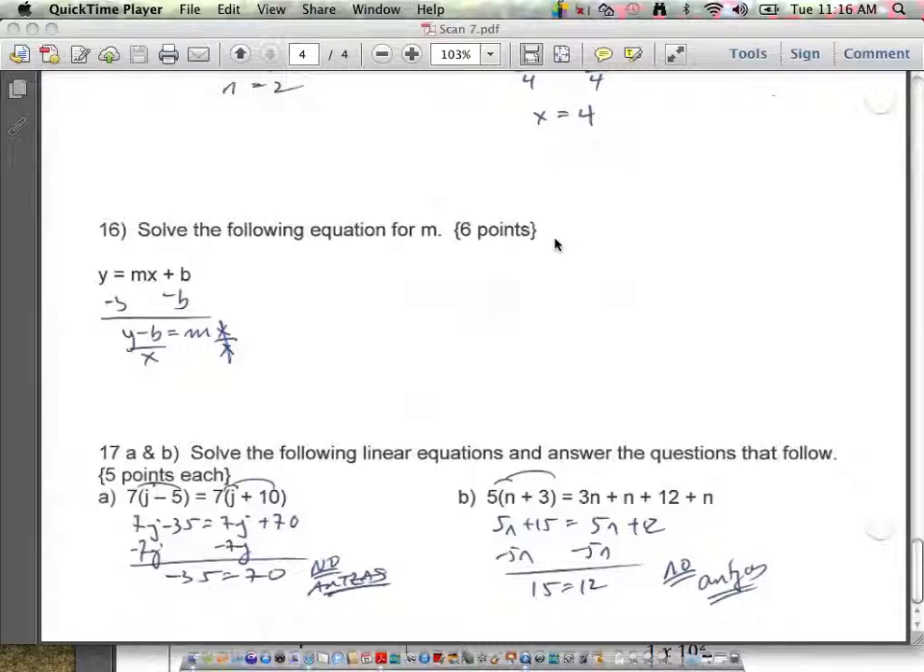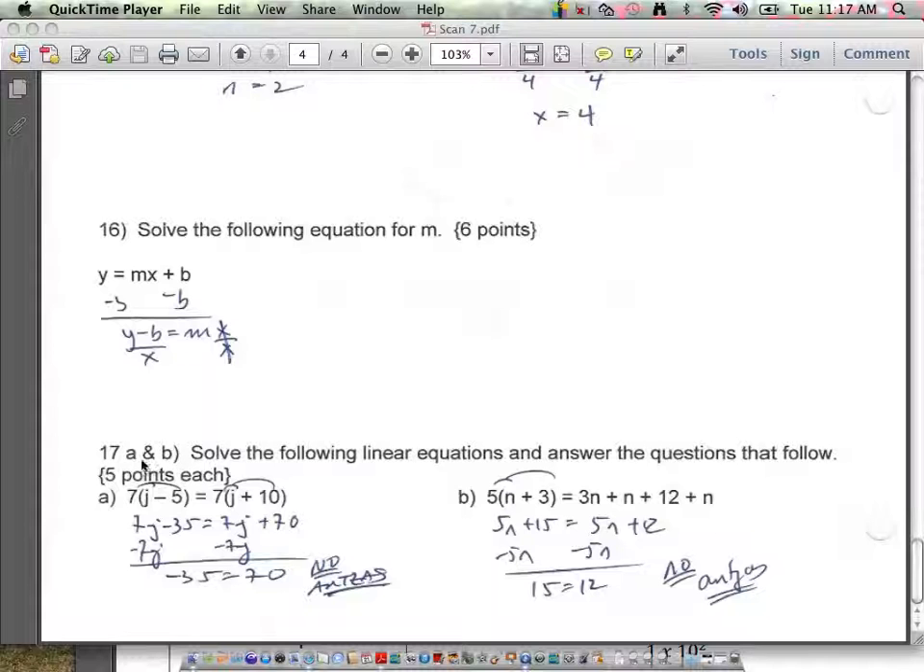And here's the last couple from the homework. Number 16, it says solve for m, so that means it's got to say m equals. So I undo the plus or the minus, minus the b, and then I still got to get m by itself, so I have to divide by the x. When I say undo, I mean inverse operations. We need to do the inverse operations on those things. A little proper terminology there.